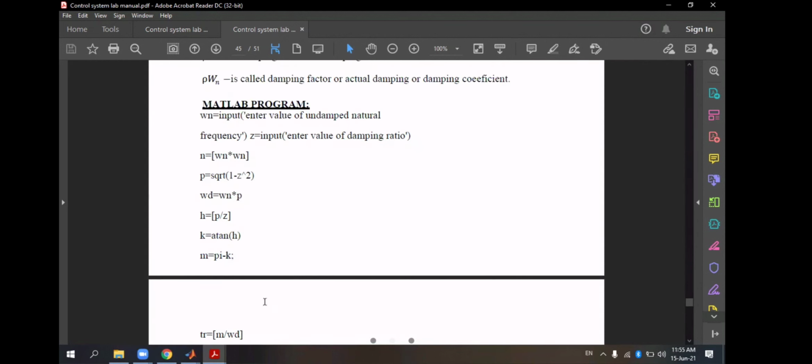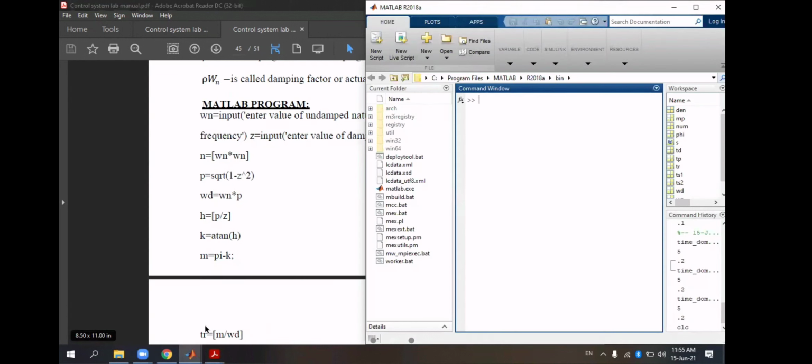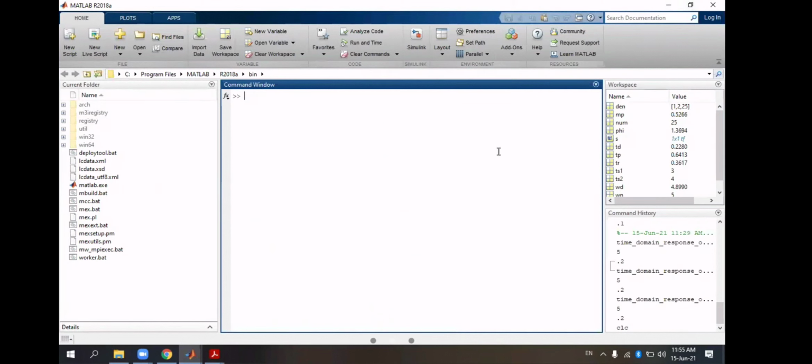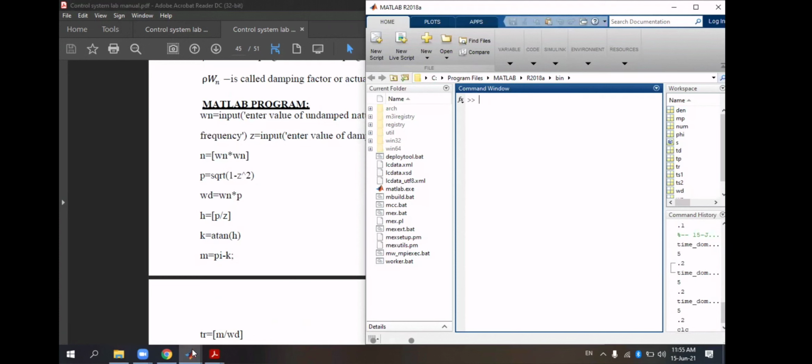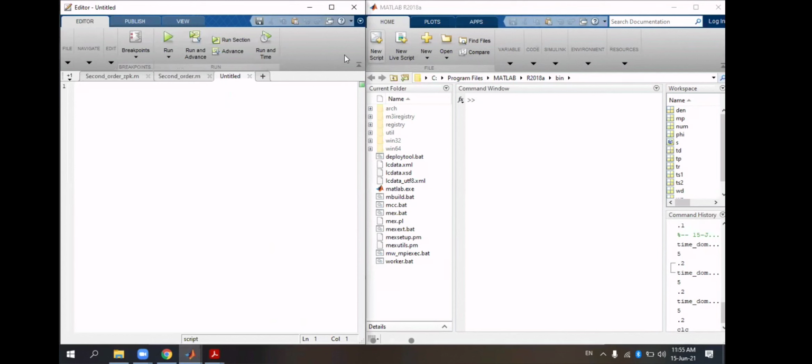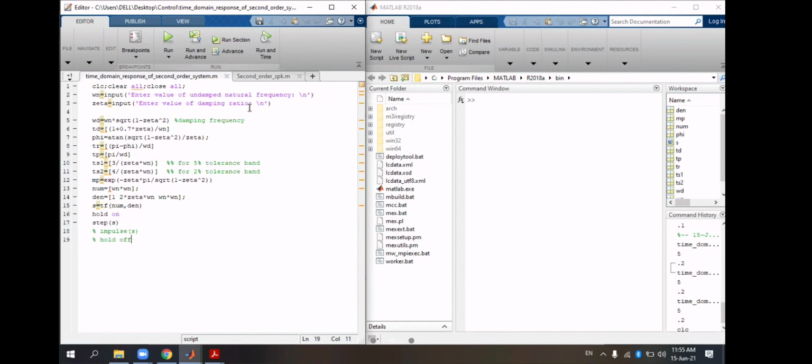See, after opening MATLAB you will see this screen, the command window. Now I want to share two screens, one is script screen and one is command window. So I will minimize the size of command window and again open a new script. In new script you have to type your program. What I have done, I have already typed a program because of time. So this is our program.